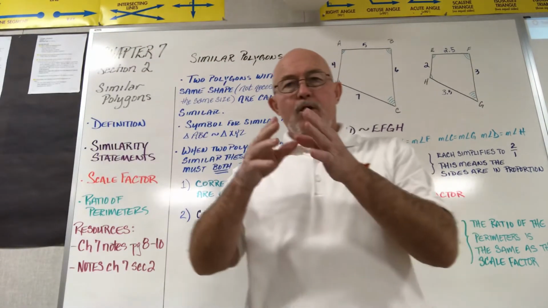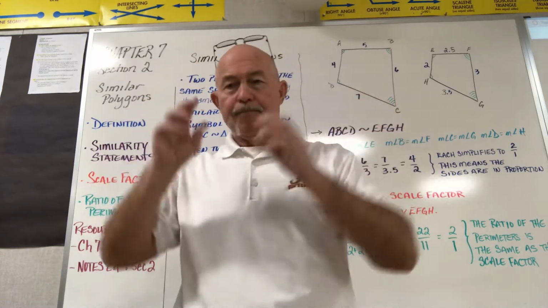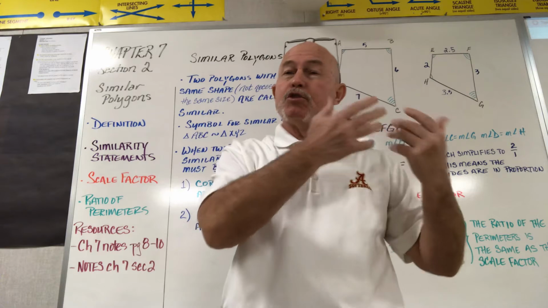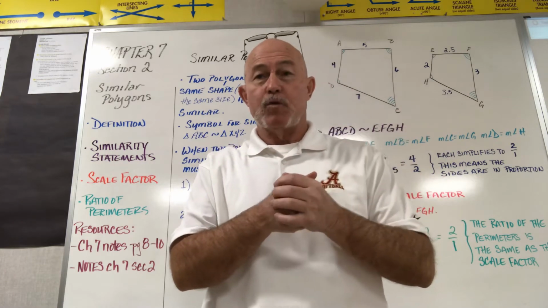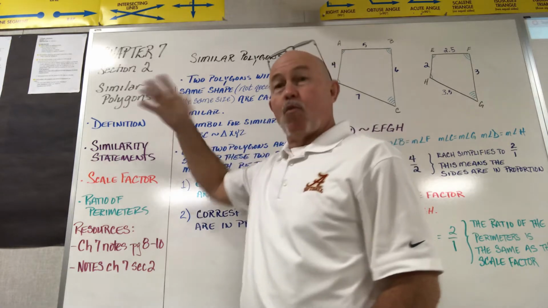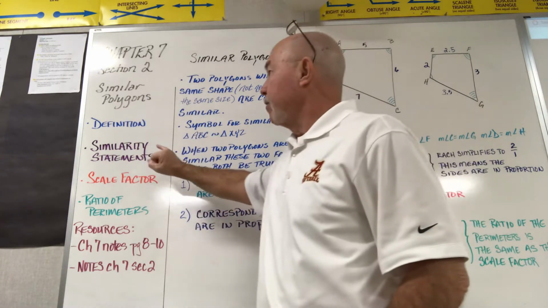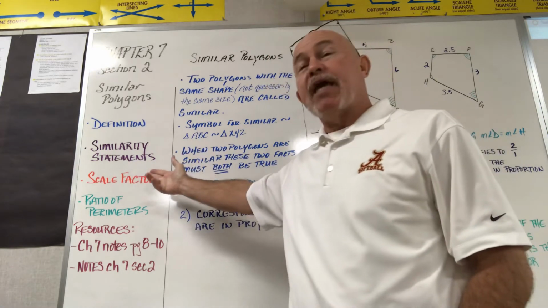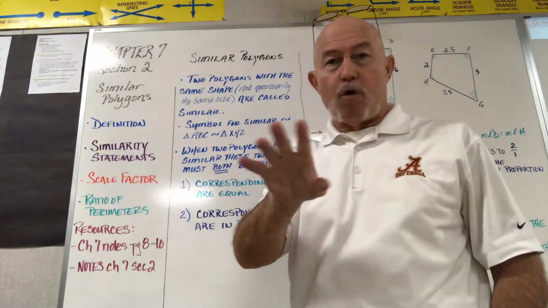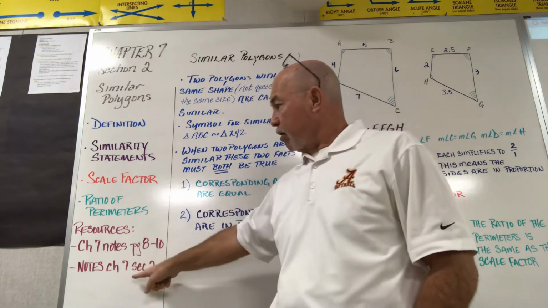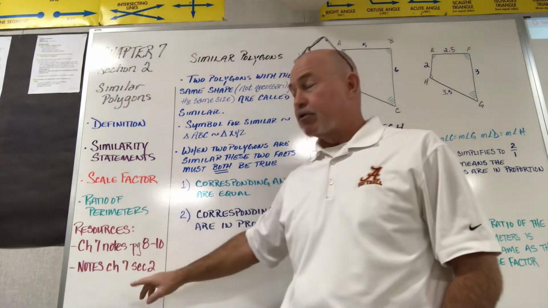Okay, we started with ratios and proportions, which will allow us to work with similar polygons. That's what today is, similar polygons. We're going to be dealing with what similar polygons are, what a similarity statement is, what a scale factor is, and you'll be surprised you already know this, and ratios of perimeters.